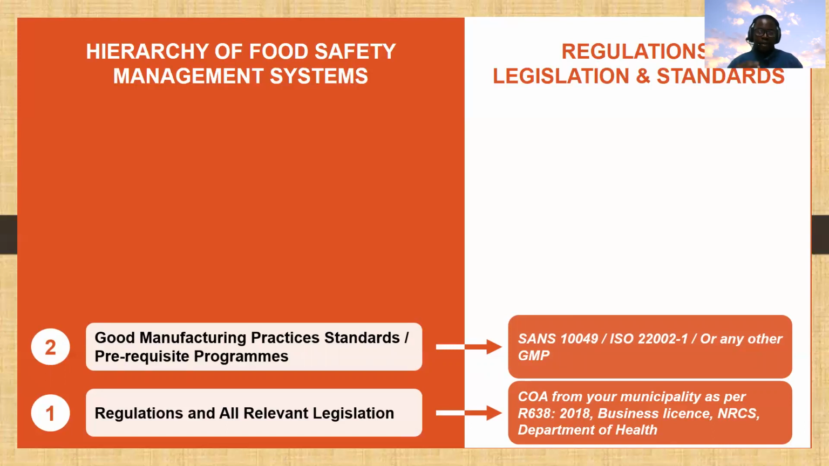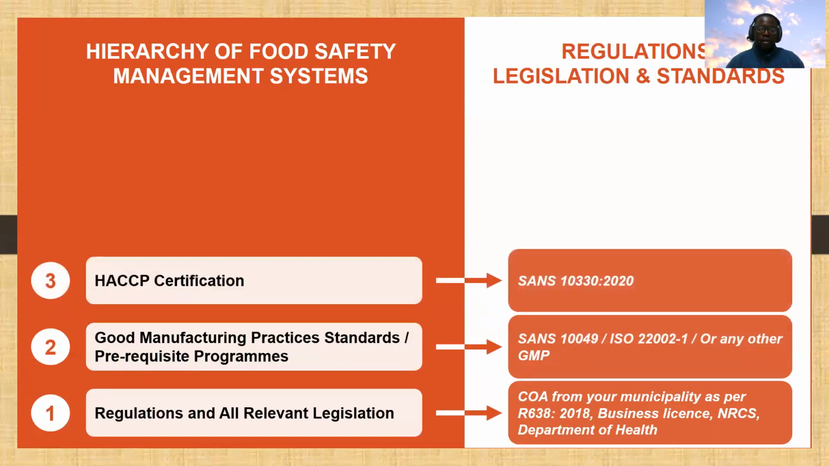Once you've implemented the GMPs, you can then go further and implement a HACCP system. Remember, in the previous slide, we mentioned the HACCP system. It is important here to mention that you cannot implement a HACCP system without implementing these two, step number one and step number two.